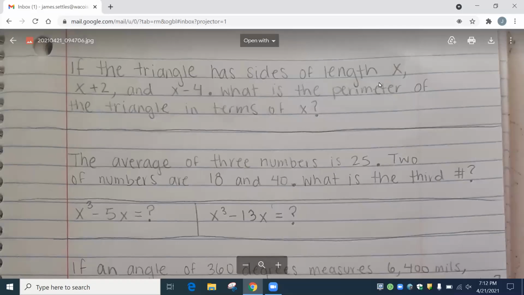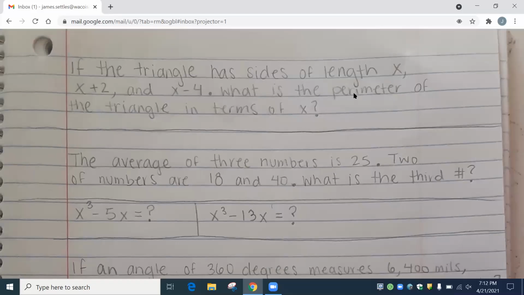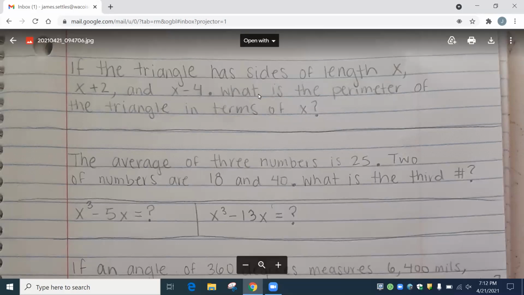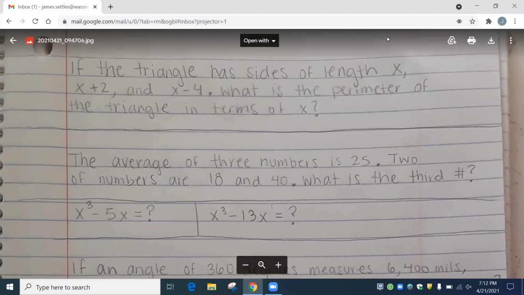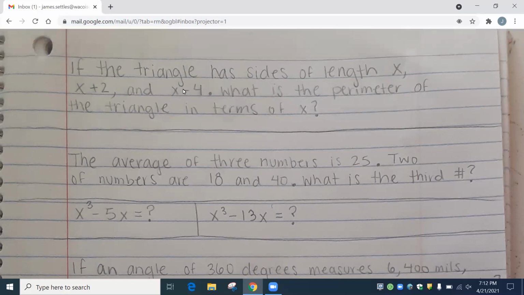All right, so we're going to take a look at your first question here. And probably the best thing that I could recommend to do on a question like this, if it says that you're dealing with a triangle, is draw a picture. You'd be surprised at how many times something doesn't make sense until you draw a picture, if it's possible.